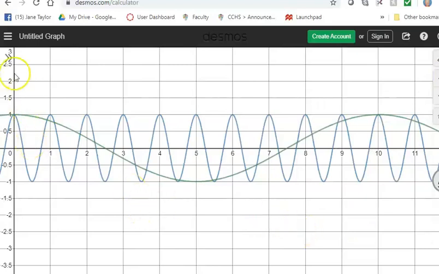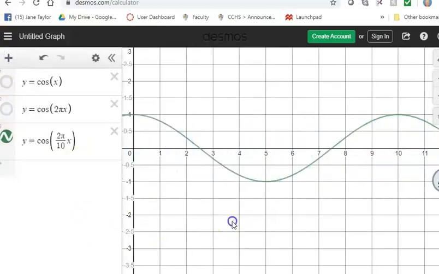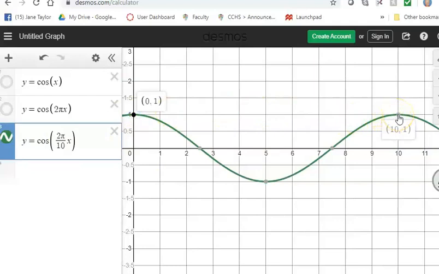Okay, turn off this graph and we'll just look at the new graph now. So here's our new graph. It starts at 0, 1, and it ends at 10, 1. Its halfway point is at 5, 1. A fourth of the way through the cycle is 2.5 and 7.5. So we have successfully taken a graph that had a period of 2 pi and changed it to a graph that has a period of 10, which is much more useful for real-life problems.